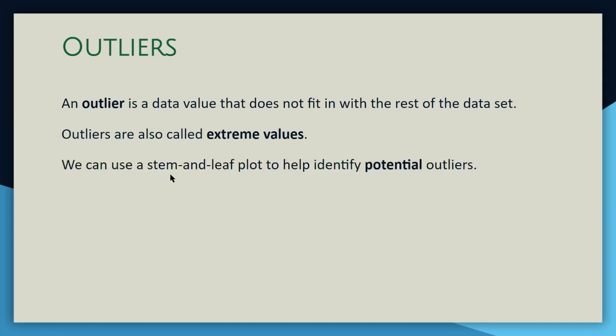We can use stem and leaf plots to help identify potential outliers. This again is a potential list. We will talk later about how to calculate whether a value is an outlier or not. But this gives us a potential list to then check later.